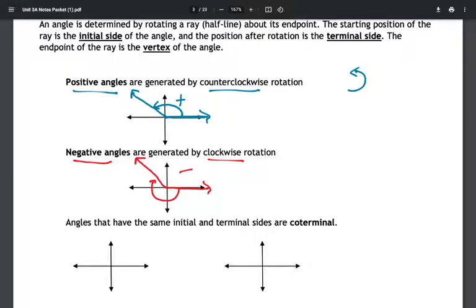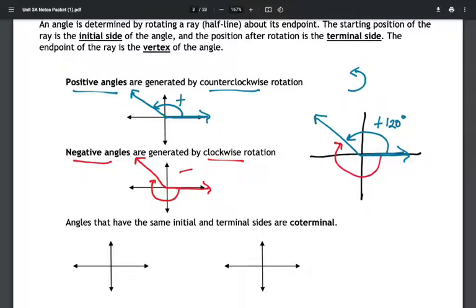So let's just look at an example. Let's say we have a coordinate grid like this, and we want to do an angle where we start here at the positive x-axis, and we'll have this angle right here with this terminal side. So going this way, this would be like a positive 120 degrees, for example. If I had gone in the other direction, if I had gone in the negative direction, then that would be a negative 240 degrees. Remember, a full circle has 360 degrees.